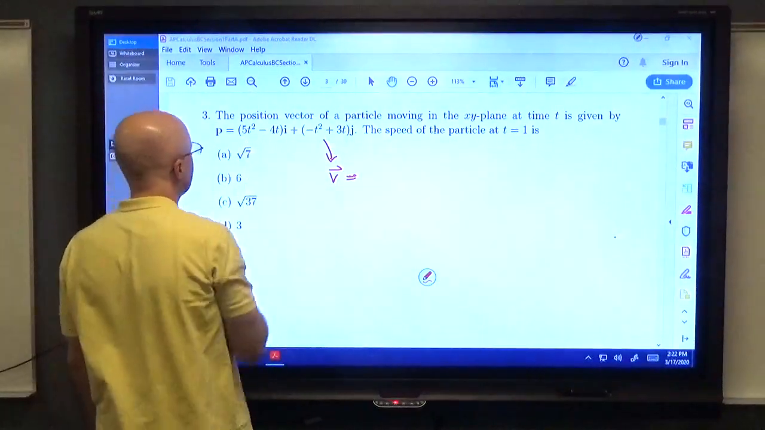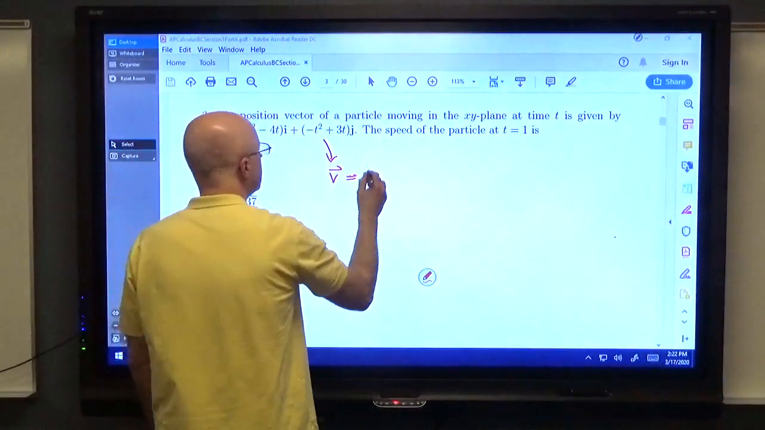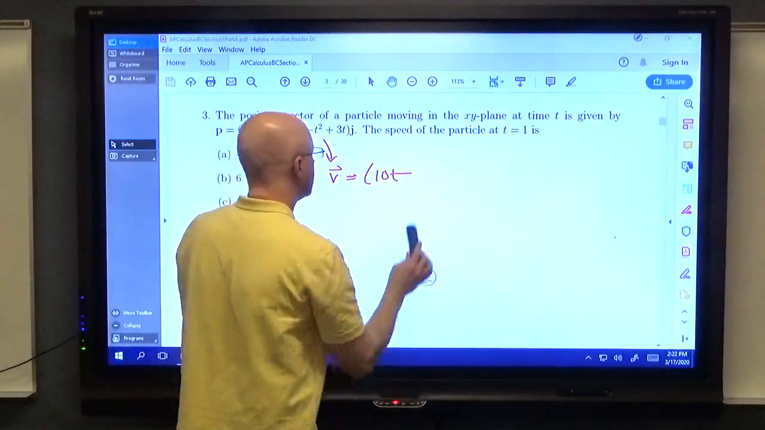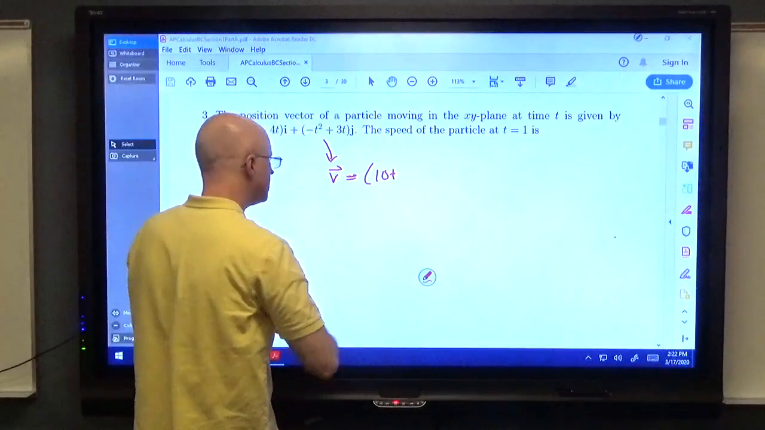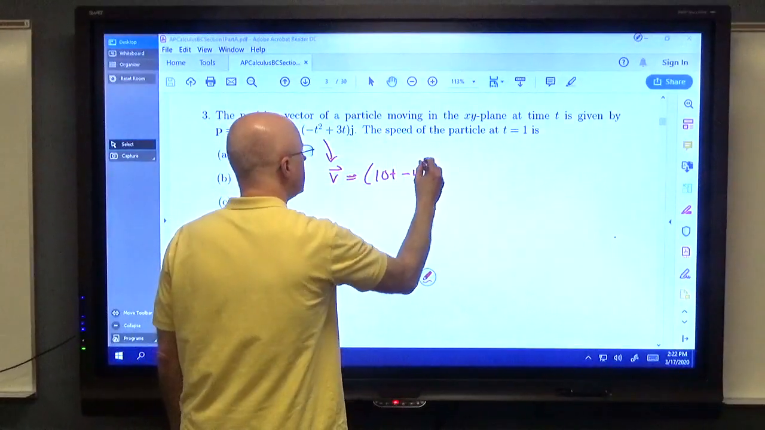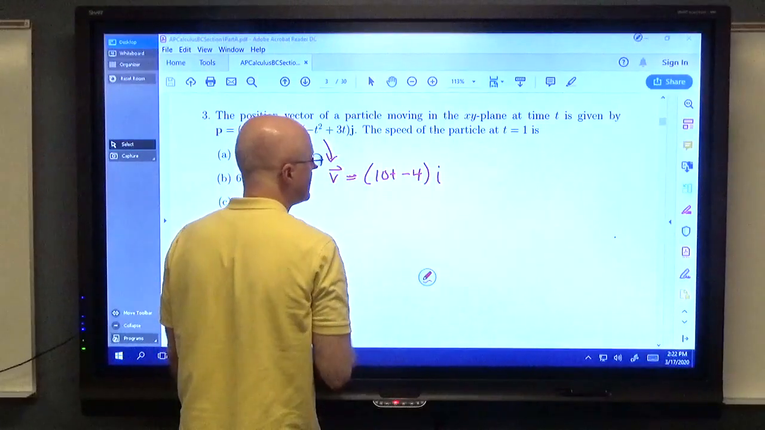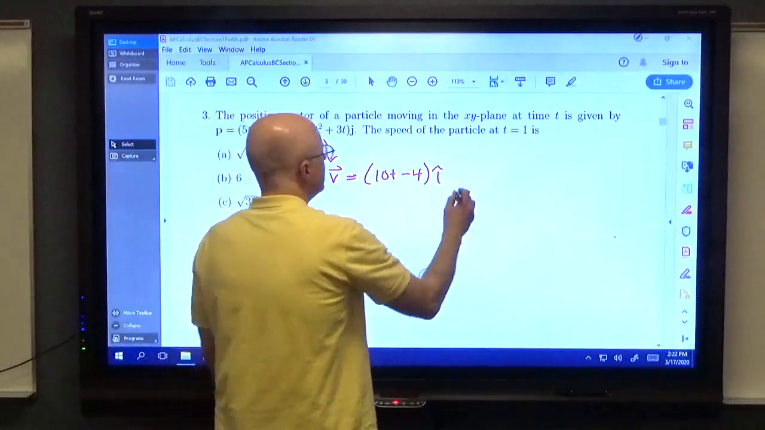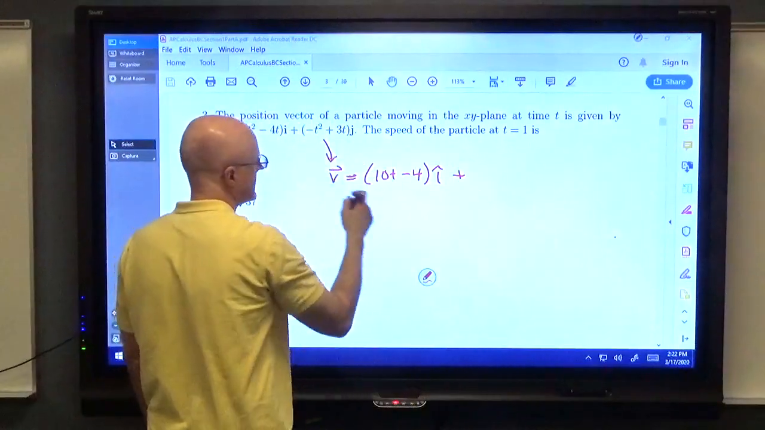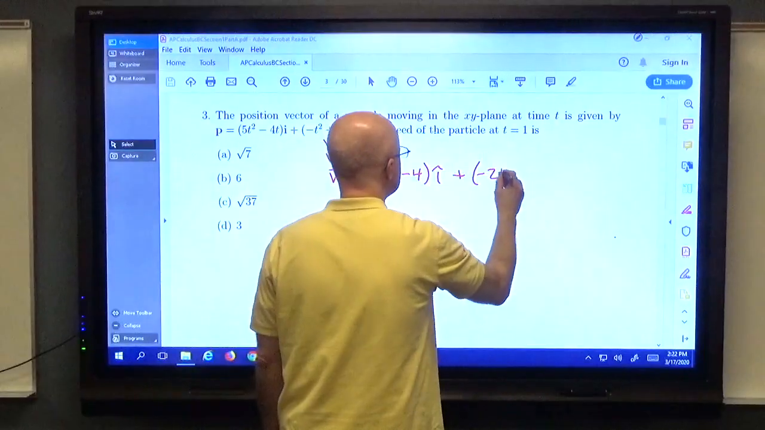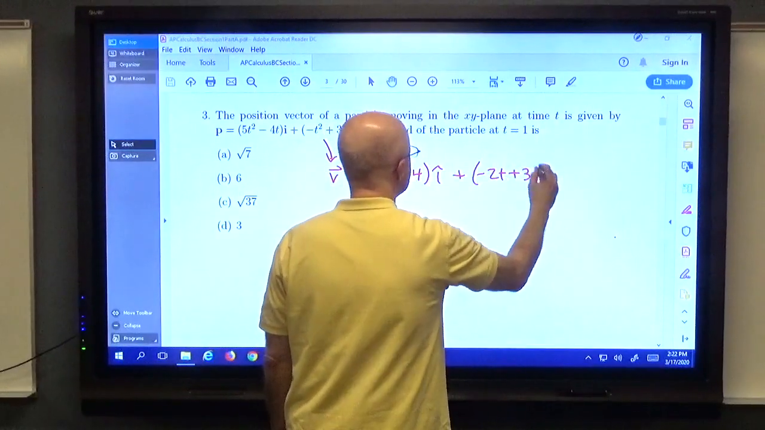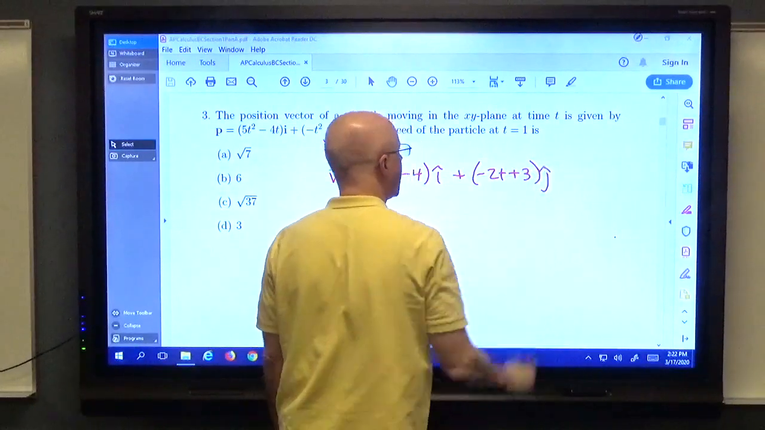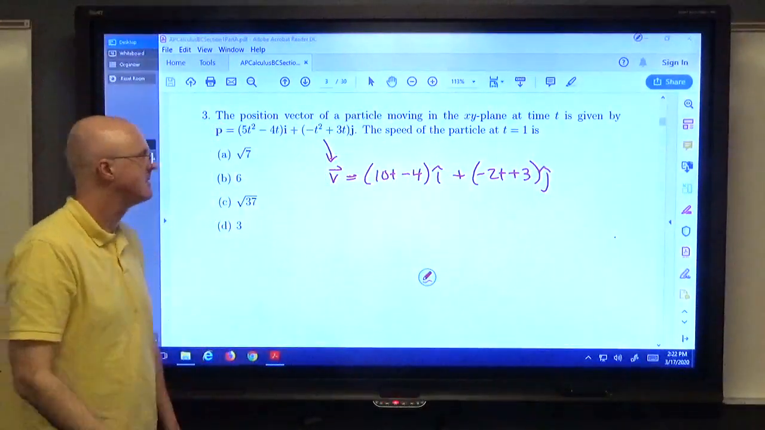So take the derivative of 5t squared minus 4t. You'll get 10t minus 4. Keep the i there. You can write it as an i, but I like writing it as i hat. Plus, take the derivative of negative 2t plus 3. Keep the j as it is. You can write it as a j, but I like writing it as j hat. That's just me. Many physics teachers do that.